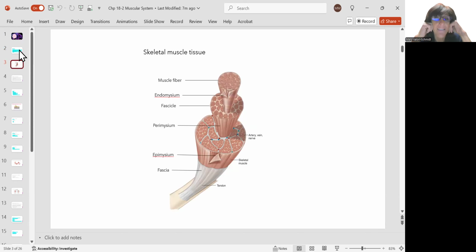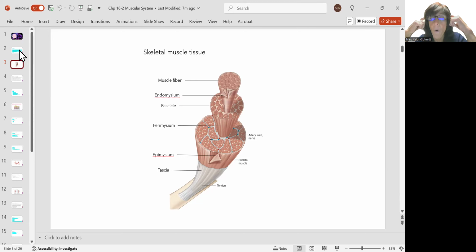The next slide is an actual picture, a slice of muscle tissue, skeletal muscle. So you see in the middle the muscle fibers, and surrounding them there's a layer called the endomysium. Then around that, there's the fascicle with another layer of nerves. Under that is the perimysium, which surrounds it and keeps it together. And then at the very bottom, you see the fascia. The fascia is what holds the whole lump of the muscle tissue together, and a tendon attaches to it.